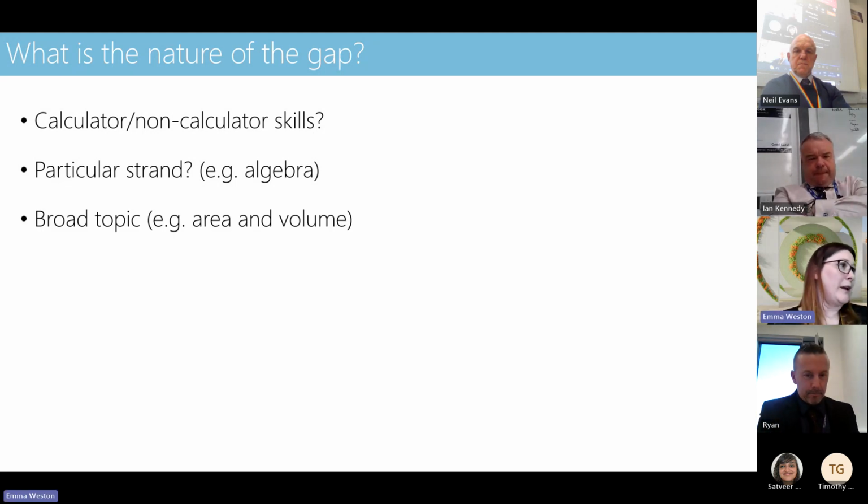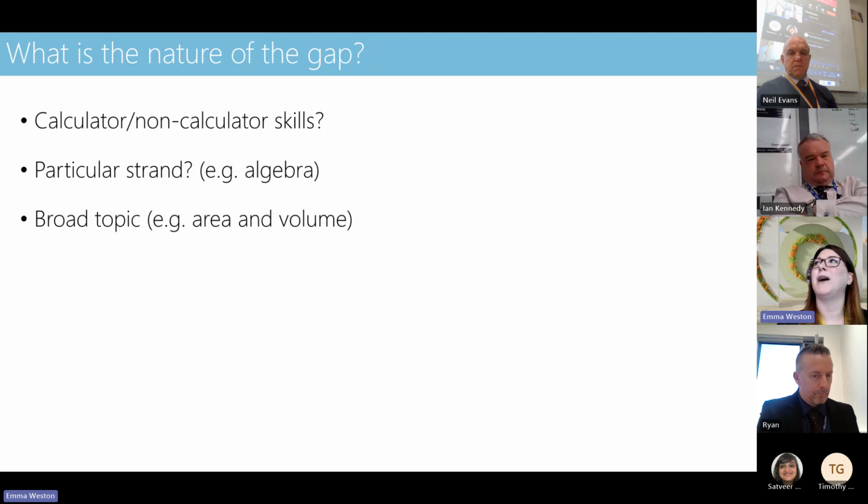Is it a broad topic? So, for example, area and volume. And we can start to identify some of these through things like our question level analysis from the mock exams. But actually, it might be something that we pick up on in our teaching as well. It might be that we've noticed a particular sticking point, and we know that when we are addressing those topics with our pupils or with that particular group, it's always an issue.